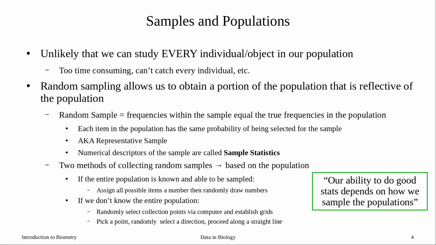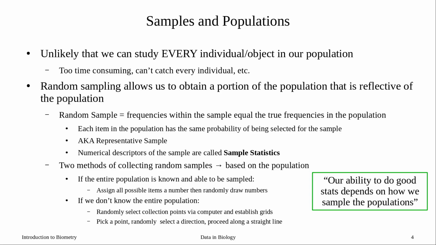How we generate our random sample is going to be based on the population. If we know the entire population, then perhaps we could go out and sample every single individual if we have unlimited time and resources, but usually we don't. So one way to collect a random sample is to assign each individual a number, then randomly pick the numbers, and you then go out and measure those individuals.